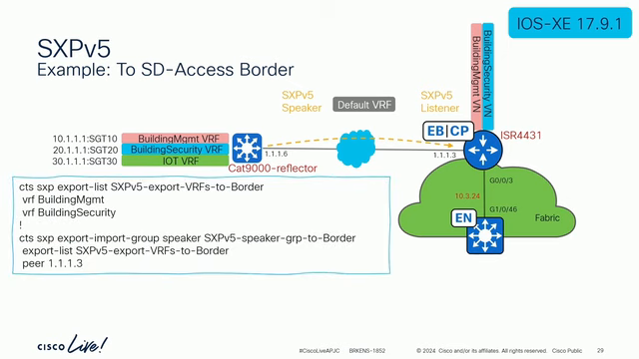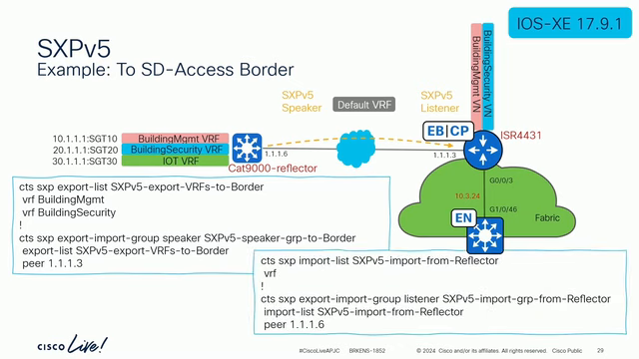The left-hand box here, the reflector in this case, you have this export list, and we say we want to export both these VRFs, so the building management and building security. And then the export input group just references that and configures the peer, because you could have multiples of these. The receiver side, the border, we have this import list, and this is a special config. We just put VRF, and that means the VRF information that comes over the wire will put that information back in the same VRF. So you just need one configuration there. And again, the export input group just references that and configures the peer.